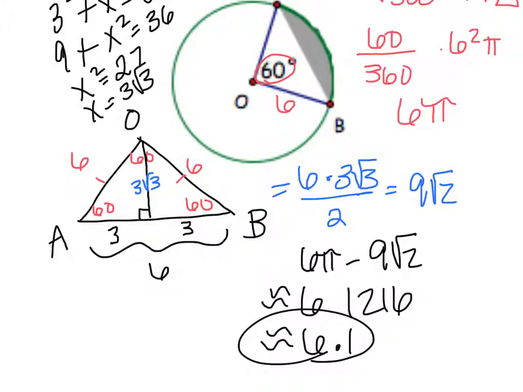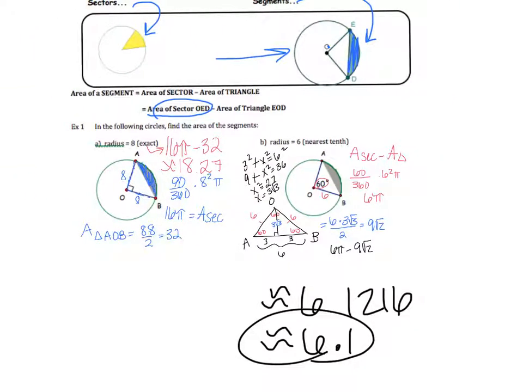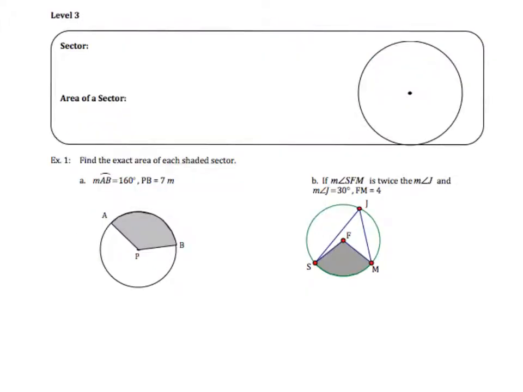Okay, so that is the area of the sector. As long as you remember your plan, that was the area of the segment. So take the area of the sector and then subtract the area of the triangle. Go for it. All right, level 3, so we're going to start with the area of a sector.